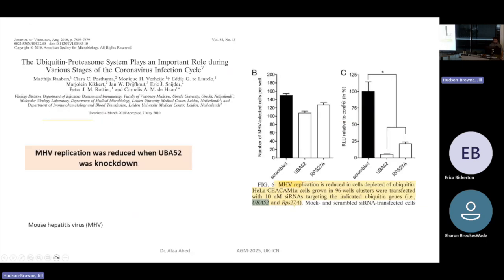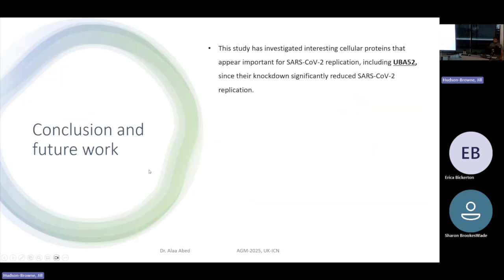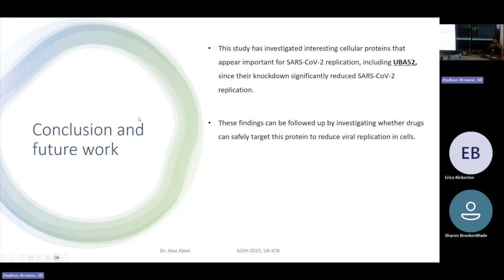In other articles, quickly, they talk about how the ubiquitin proteasome system plays an important role during various stages of coronavirus infection. And they mentioned that MHV replication was reduced when UBA52 was knocked down. As a conclusion, and for future work, this study has investigated the interacting cellular proteins that appear important for SARS-CoV-2 replication, including UBA52. These findings can be followed up by investigating whether drugs can safely target this protein to reduce viral replication in the cells.